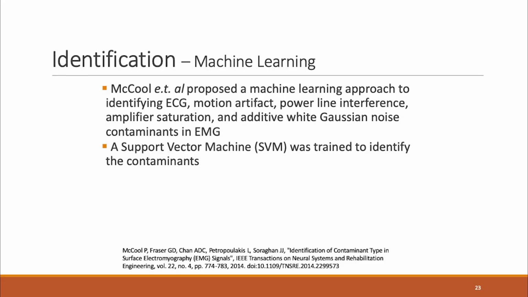McCool proposed a machine learning approach to identify ECG, motion artifact, power line interference, amplifier saturation and additive white Gaussian noise in EMG. So you could already see some difficulties there, because white Gaussian noise is actually quite similar to EMG in its characteristics, so it could be hard to discern. The features that were extracted were coupled with an SVM.